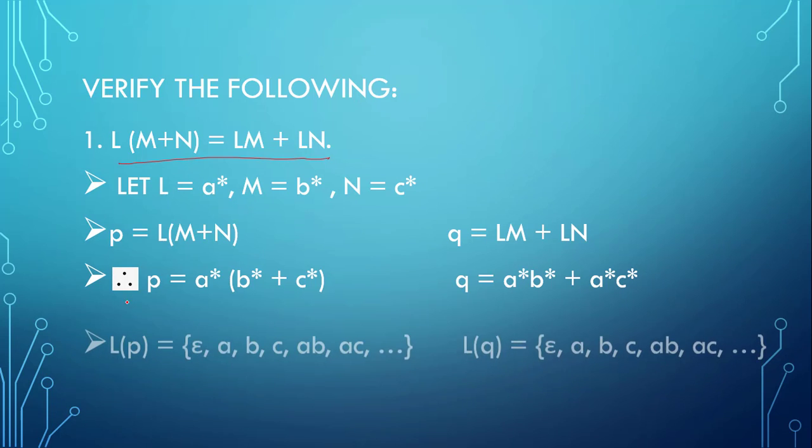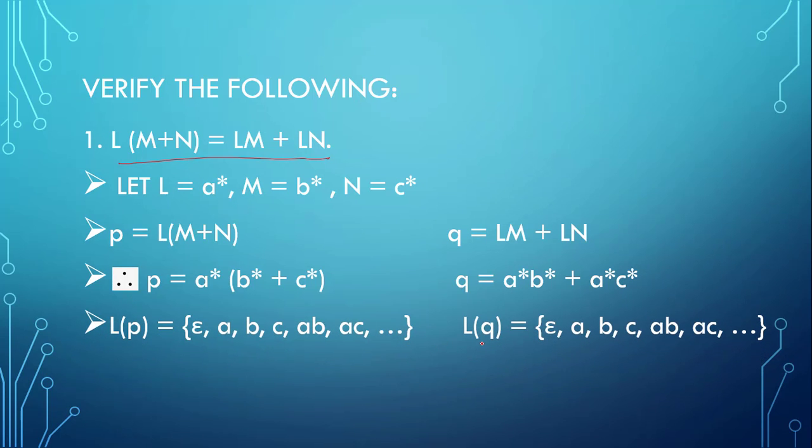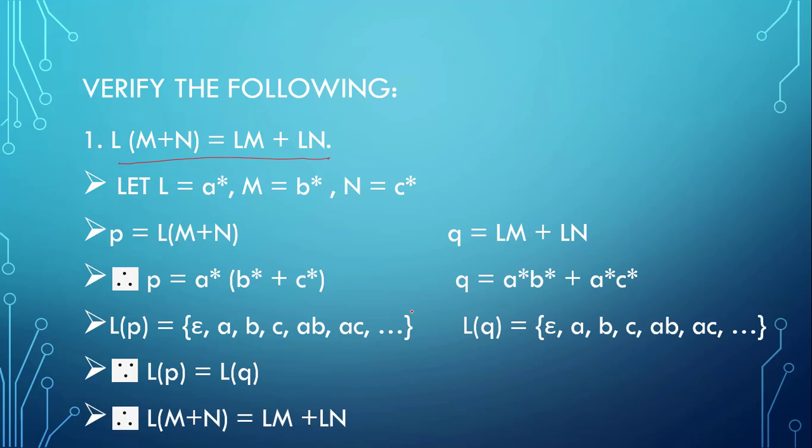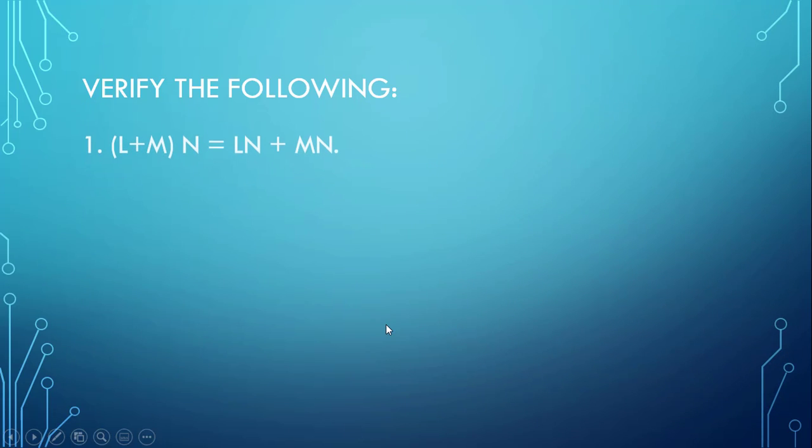Now let us see what L of P and L of Q will get generated respectively. So here, as we can see, epsilon, a, b, c, ab and ac. For L of Q it is epsilon, a, b, c, ab and ac. Now since L of P is equal to L of Q, that is, the language generated by regular expression P is equal to the language generated by regular expression Q, we conclude that L dot (m plus n) is equal to Lm plus Ln.